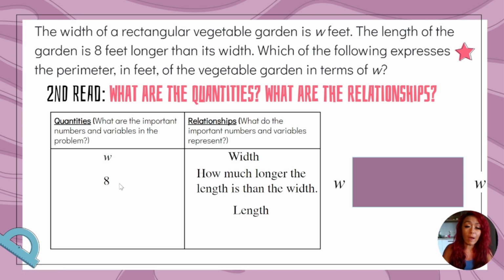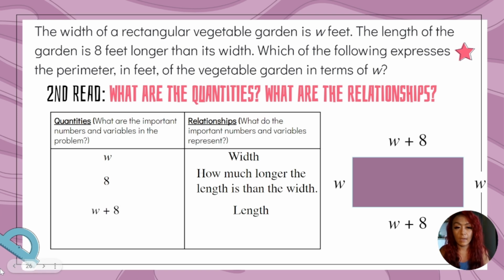So here's where you have to take W and 8 and write an expression to represent the length. So if the width is W and 8 represents that the length is 8 feet longer than the width, 8 feet longer means to add 8. So we're going to represent the length as W plus 8.